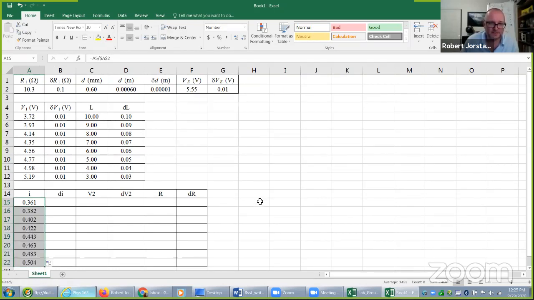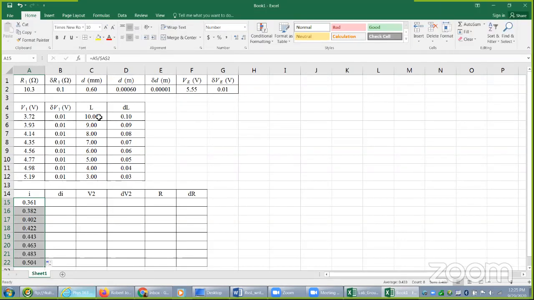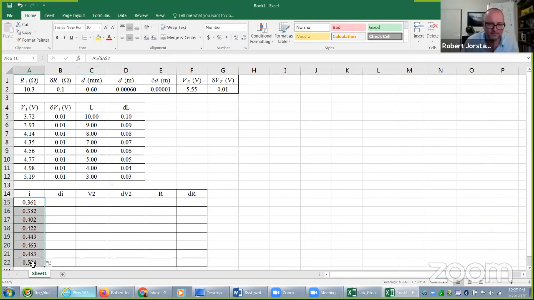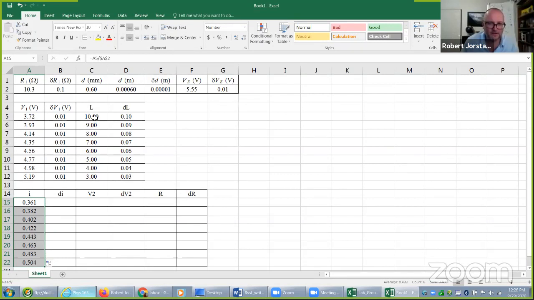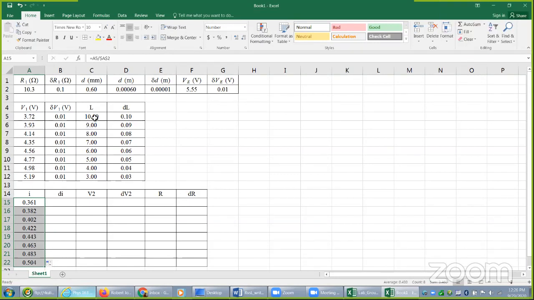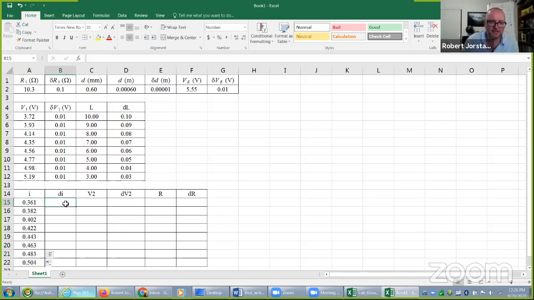So we can fill that down here. So there's our currents. Does that make sense, Min? Do the numbers make sense in my fake data set here? Yeah. As the length of the wire goes down, what's happening to the current? As the length goes down, the current should... Is it going up or going down? It should be going up. Yeah, and that makes sense, right? Yeah. Okay, good. So now how do I get the error here?